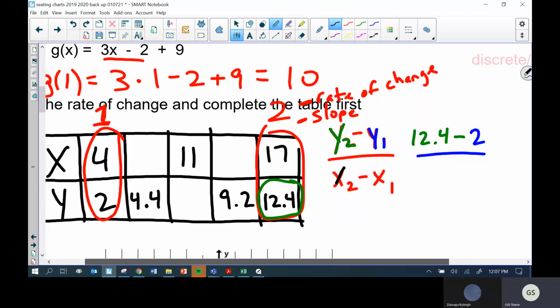My X2 value means the X value. Now these are on top, so now I'm coming to my top row. My X value from the second column is 17. And then last we have the X1 value. That means my X value from the first column, which is 4. And I get 10.4 divided by 13, once I do the math.